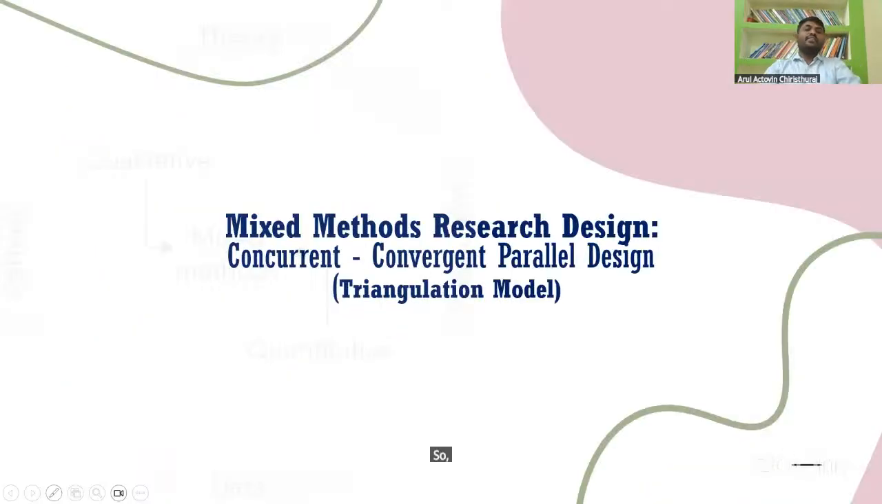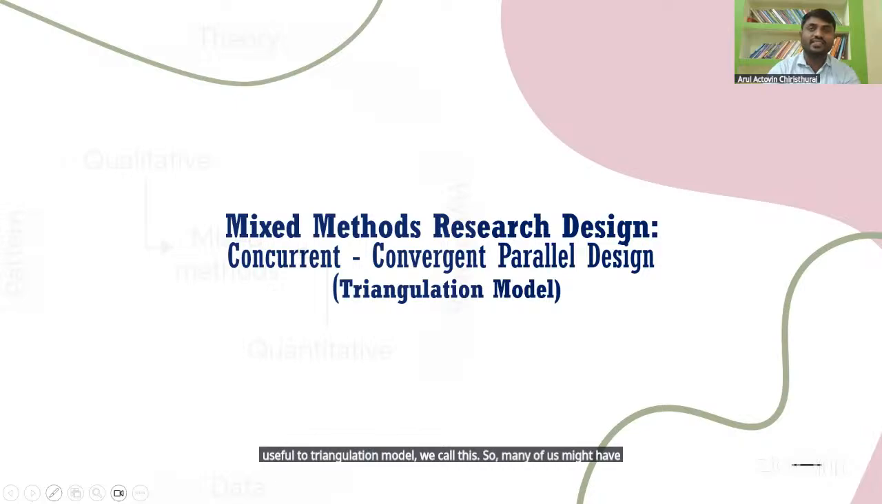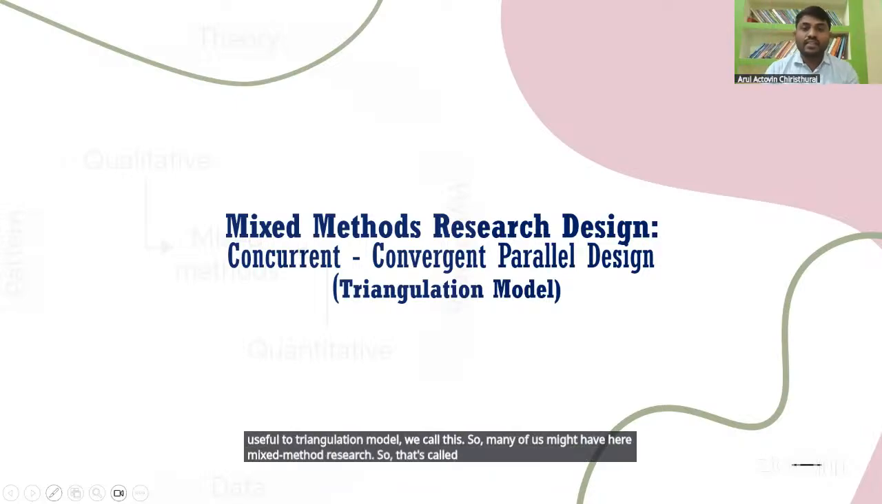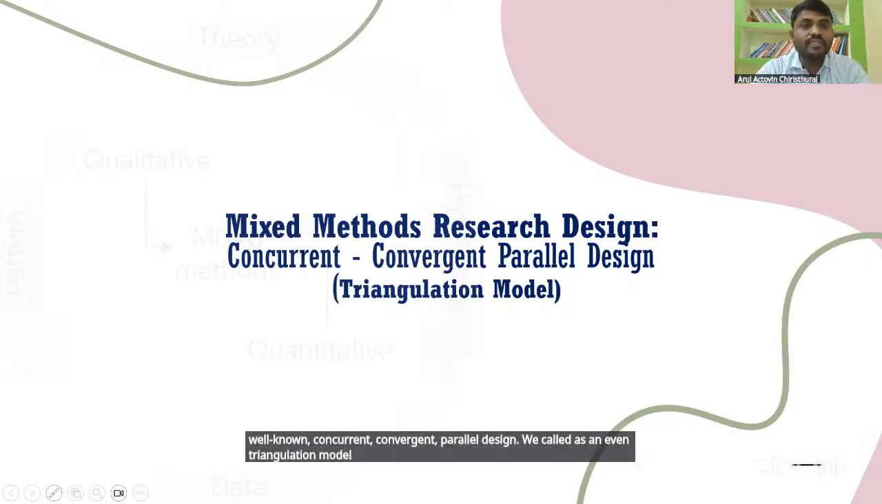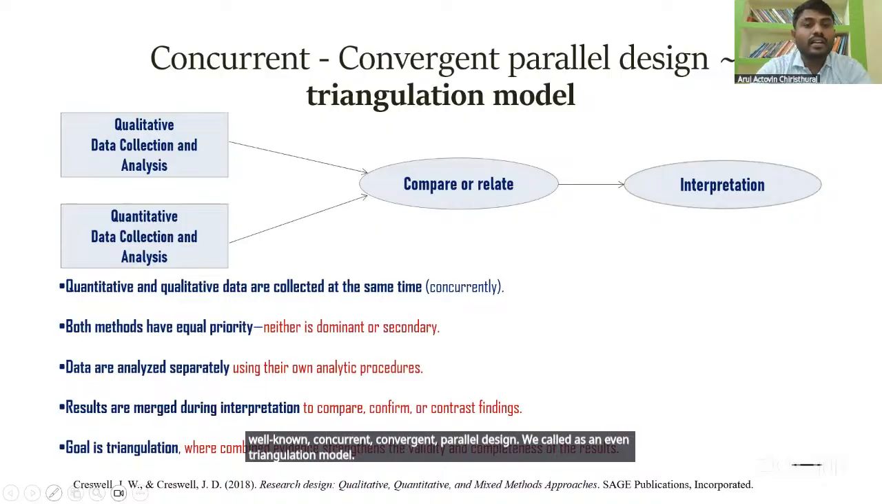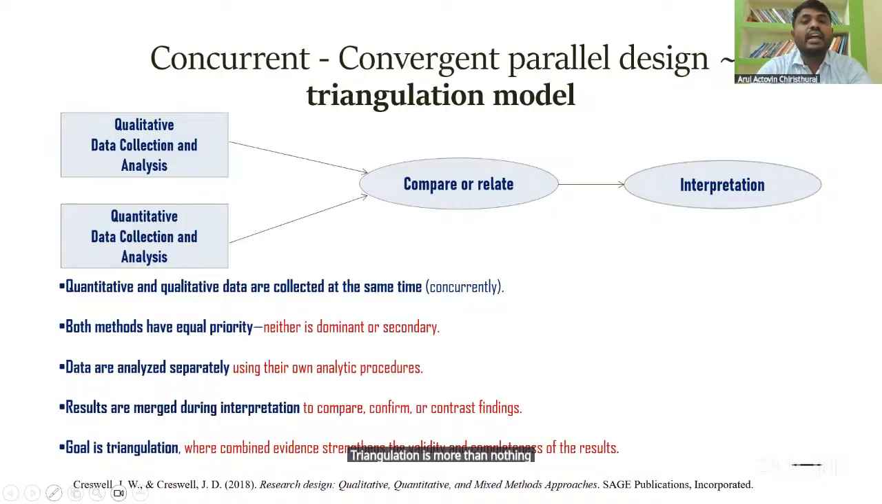So next one, a very simple, useful tool: the triangulation model, we call this. Many of us might know it from mixed method research. That's called triangulation, combining quantitative and qualitative. This is the easiest, well-known concurrent, convergent, parallel design, which we call the triangulation model. Triangulation is nothing but collecting data, whether qualitative or quantitative, at the same time, concurrently.